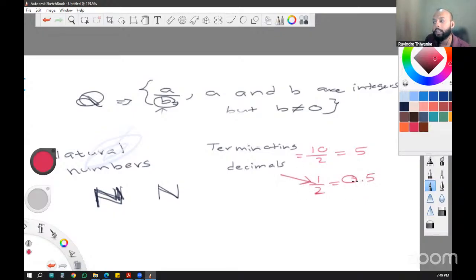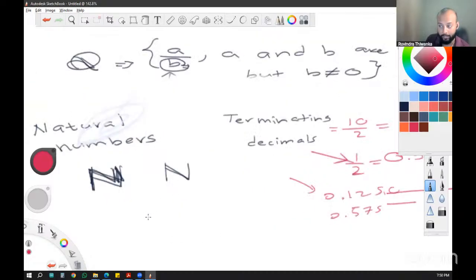A terminating decimal means the decimal value will end within a few decimals. Think of any number like 0.125 or 0.575. If you end with these numbers and you don't have any value after, then these belong to terminating decimals. If something looks like this, I think you have seen it, 0.3333333.